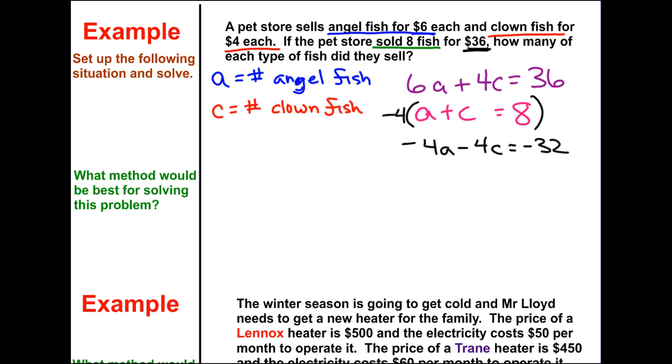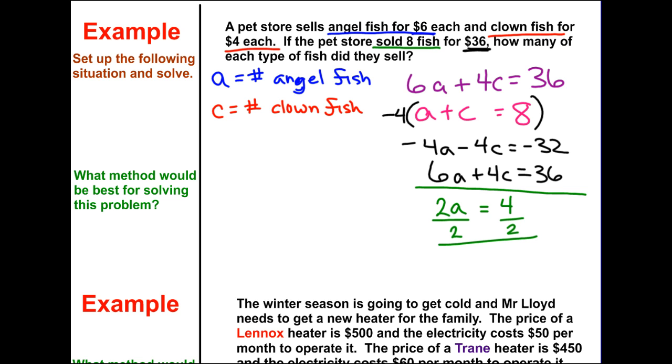Now we bring down our 6A plus 4C equals 36. And all we do here is we add these together. So we get 2A equals 4. Divide by 2, and we get A equals 2.